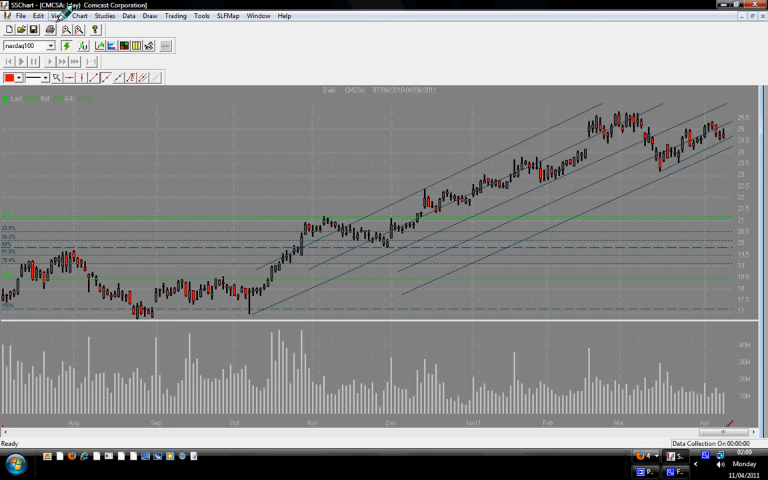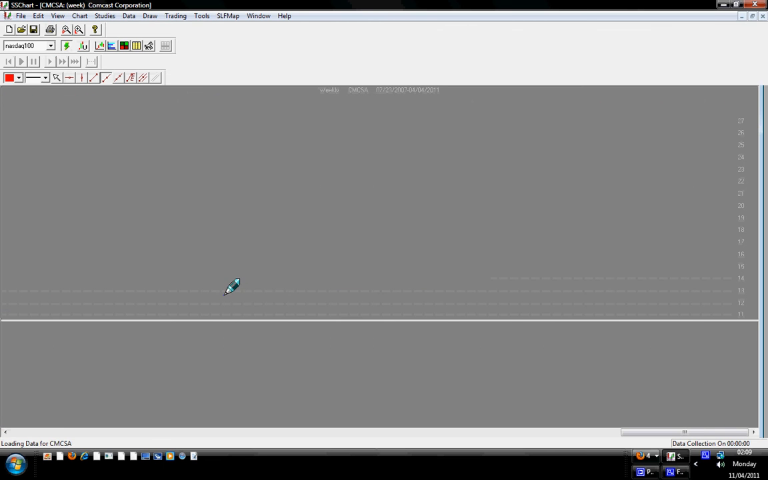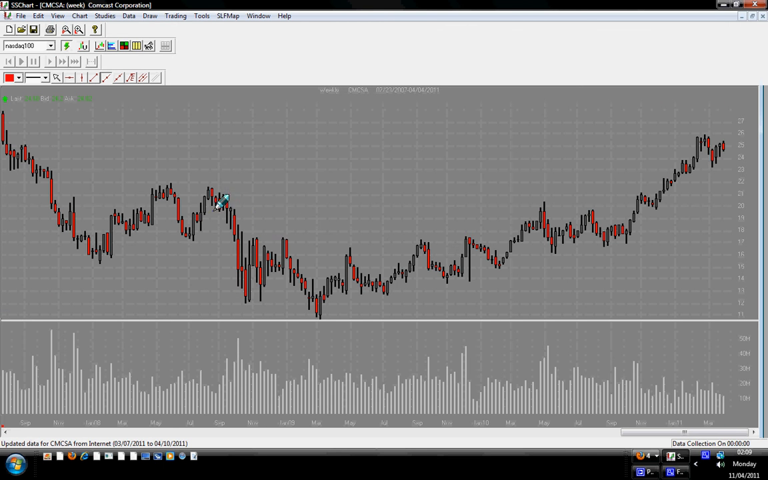Okay, so this is it. We're going now to the higher time frame, which is the weekly chart, because we have been doing this exercise for some time, so you know the drill now.